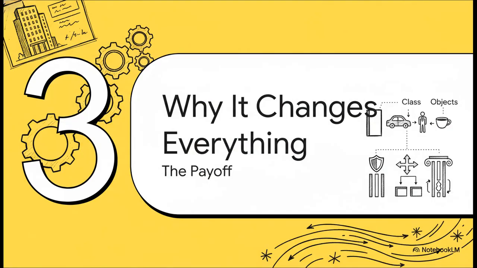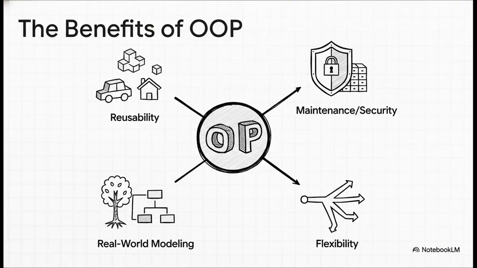Okay, so we've got our blueprints, our objects, and these 4 fancy pillars: encapsulation, abstraction, inheritance, and polymorphism. But the big question is, why? Why do we care? What's the big payoff? Well, it turns out that putting all this together completely revolutionizes how we build software. So here's the bottom line. With inheritance, we get massive code reusability. No more copy-pasting. Maintenance becomes a breeze.